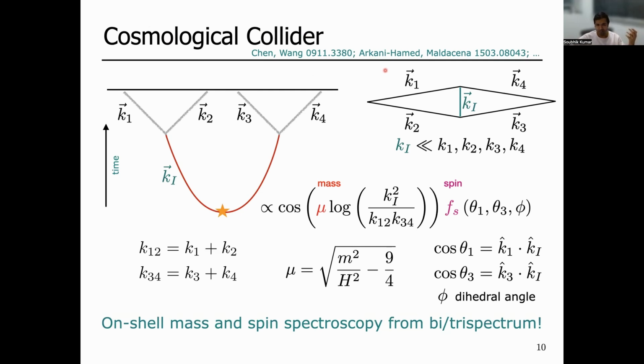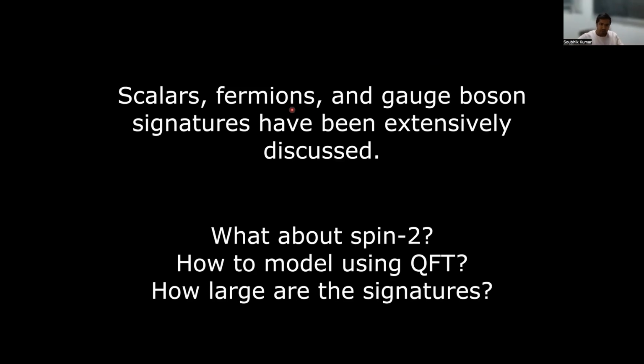and hence the name Cosmological Collider, which was coined in this paper, along with this foundational work given here. And I should mention that along with these two papers, there are many, many interesting papers on this subject, but I'm not able to cite all of those references, but I'm happy to chat much more about these ideas and the history during the discussion session. So in the literature, a lot of people have thought about what kind of signatures would be there if you have, for example, scalars or fermions or gauge bosons as the massive particle.